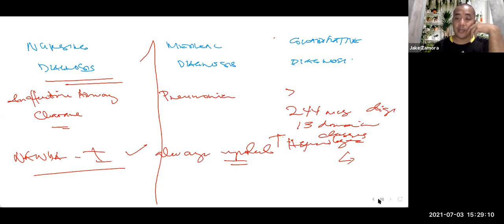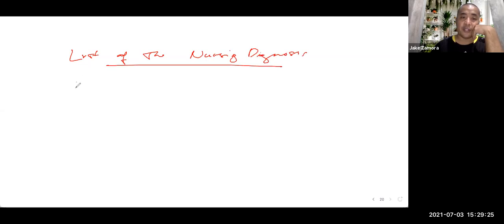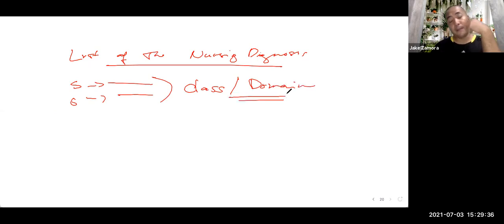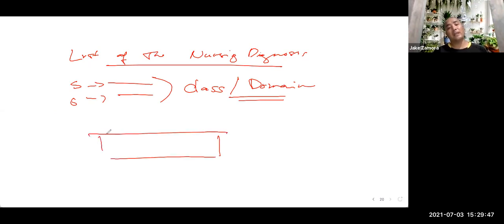So I will suggest that you at least have a list of the nursing diagnoses, so that when you are given a situation and you have all your subjective and objective data, you can just look under which domain and class your problem occurs para mas madali. Para hindi nyo na hinahanap yung buong libro kung nasaan siya. So at least there is this chart wherein you will have the domain, then the class on the side, and then it will list all the possible nursing diagnoses there. It can assist you in your nursing diagnosis phase.